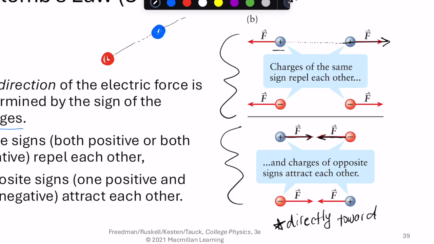And I'm going to find out if it's positive or negative, right? So one's positive, one's negative. I believe they like to use red for negative. So this is negative, this is positive. And so they're going to be attracted to each other.